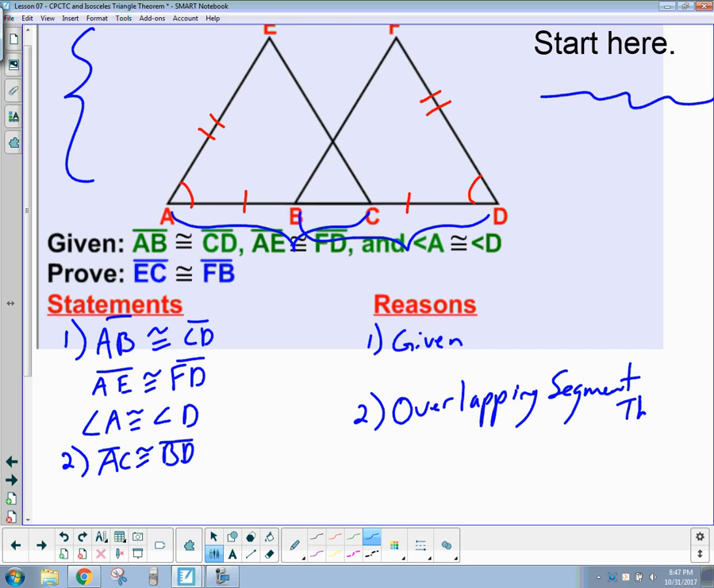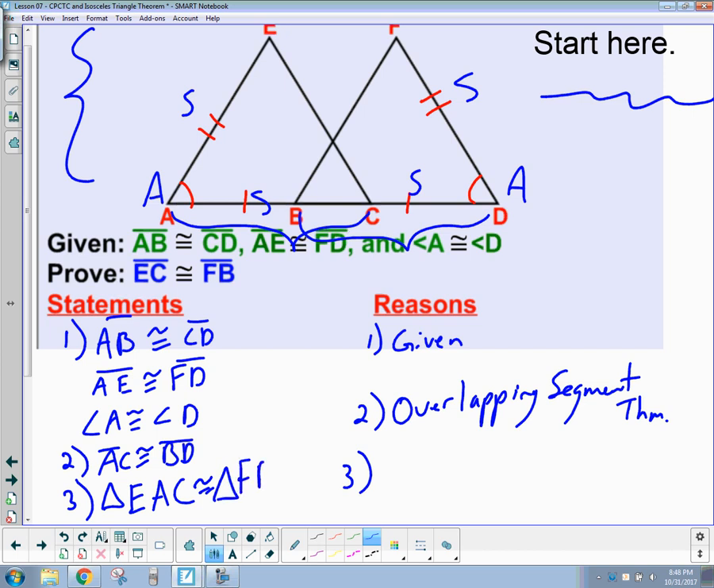So now if we're looking at the bigger picture here, I have side, angle, side, this whole thing, A to C. And over here, side, angle, side. Again, this whole thing. So these two triangles are congruent. So we're going to say triangle EAC is congruent to triangle FDB.